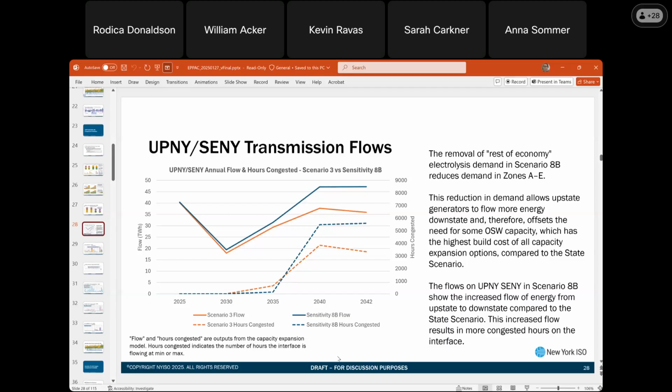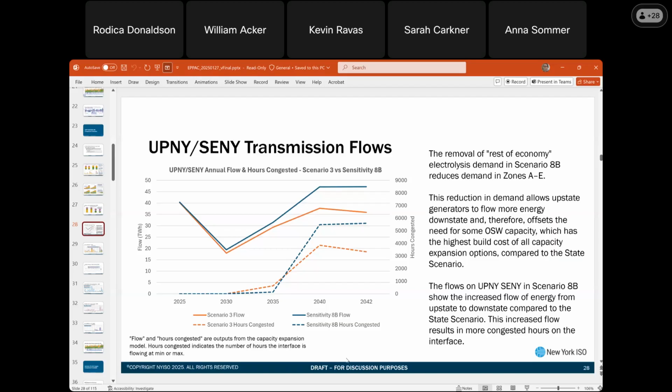Yeah, I think what's critical is in that first sentence on the slide, the fact that making this change in the electrolysis demand is actually reducing demand in zone A and E. Even if overall you have the same demand, you have less demand upstate, and you build the same amount of renewable upstate, so it goes to serve demand in zone K downstate. Yeah, I think you got the right idea there.